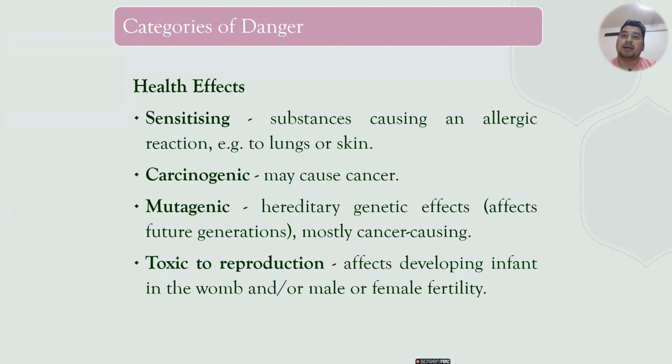Then we have the mutagenic, hereditary genetic effects that affect future generations. So the mutagenic, what will happen? It will mostly be cancer causing. It will cause cancer, but if any pregnant woman comes into contact, then it can affect their child also, and the child will get some effect from the substances.